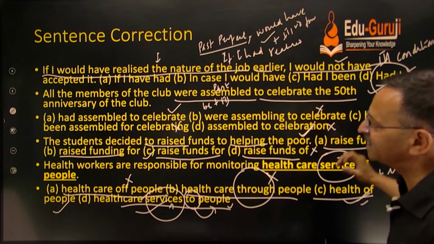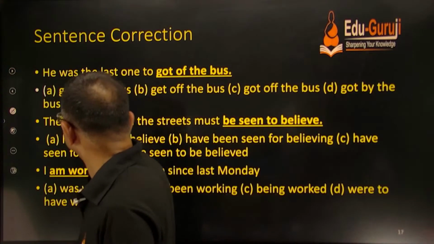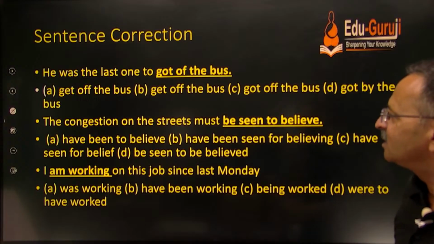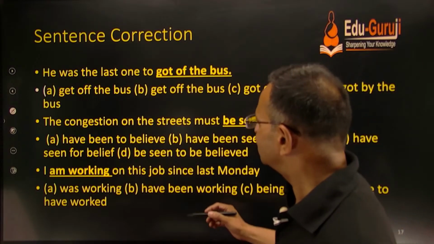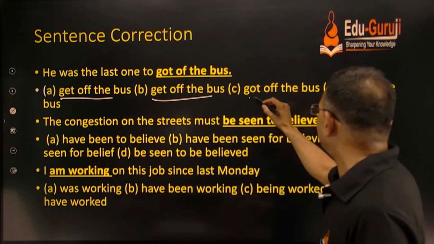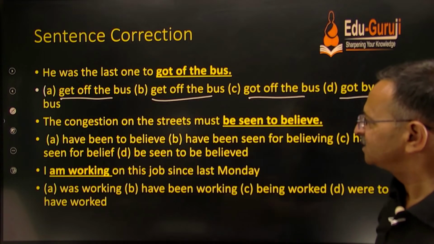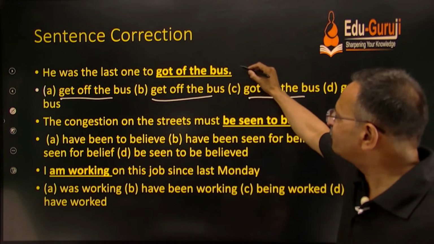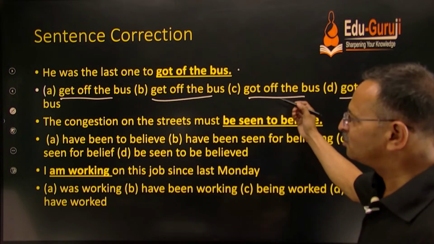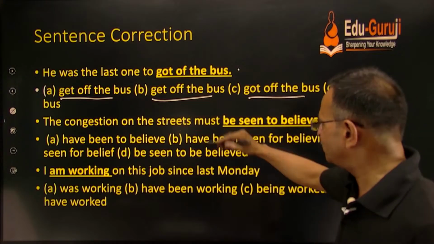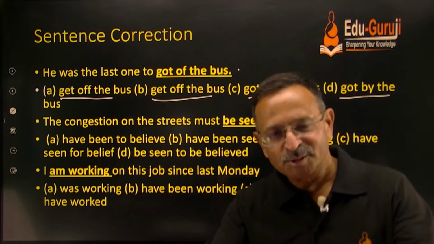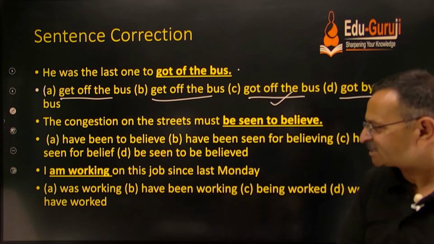Now let's go to the next one. He was the last one to got off the bus. Obviously you have get off the bus, get off the bus, got off the bus, got by the bus. So obviously we're looking for the past tense. He was the last one to. Both are present tense, so we cannot use them. The correct answer would be got off the bus. That means to get down from the bus.